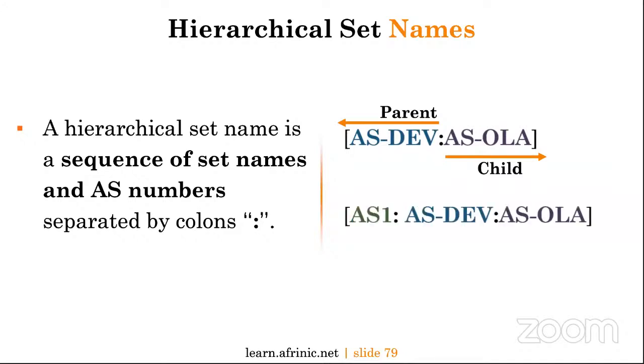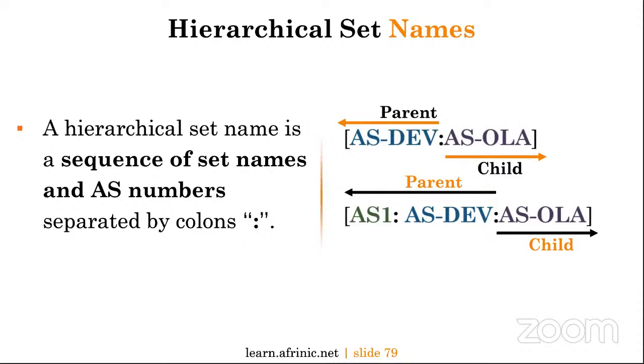You have another example here also, because you can chain it together. That's why it says hierarchical. So you have the parent again here, AS1 colon AS-dev, and then colon AS-Ola. Now, as you can see here, the parent of this set, AS-Ola, is AS1:AS-dev. Because if you want to create AS-Ola, AS-dev has to exist.